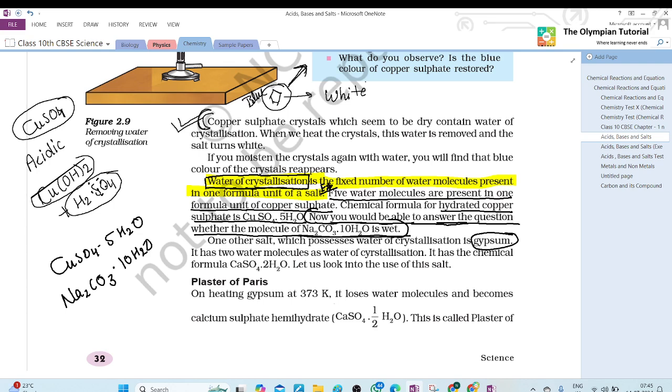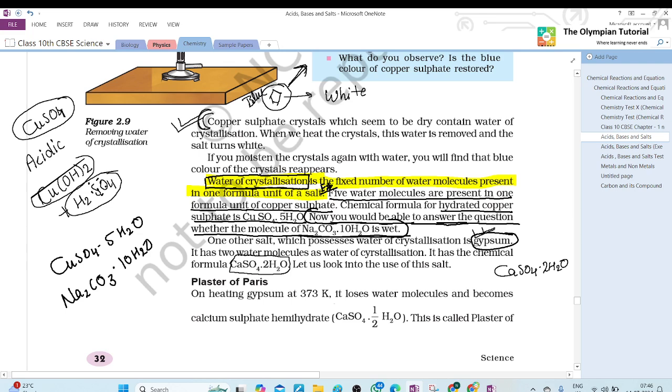Okay friends. Another example is gypsum. Gypsum is CaSO4.2H2O. It has 2 molecules of water of crystallization. You have to write these examples.